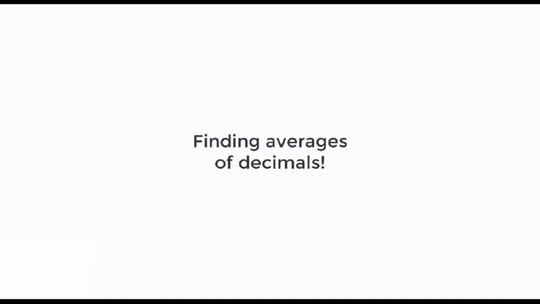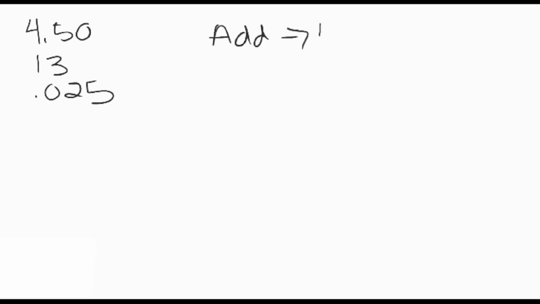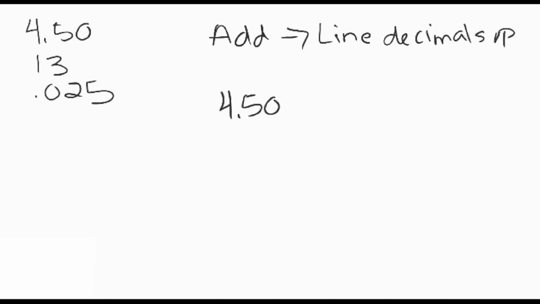Finding averages of decimals. Students, sometimes we are given the dataset or information in decimal form as well. Here we are given three numbers, 4.50, 13 and 0.025. First step, but before that, line the decimals up. Put every decimal down below the former decimal.